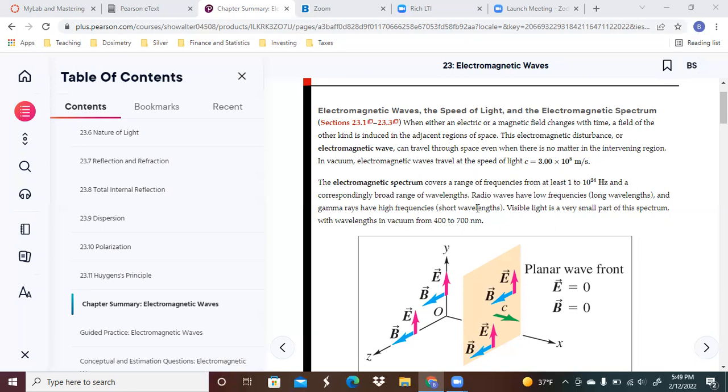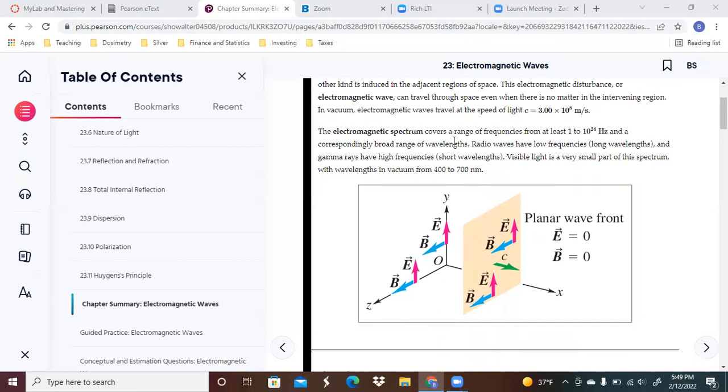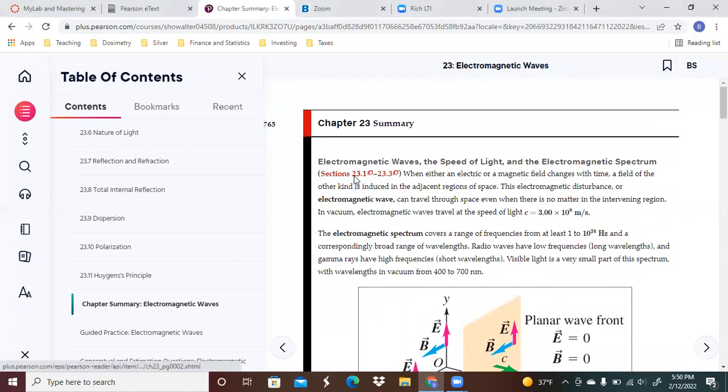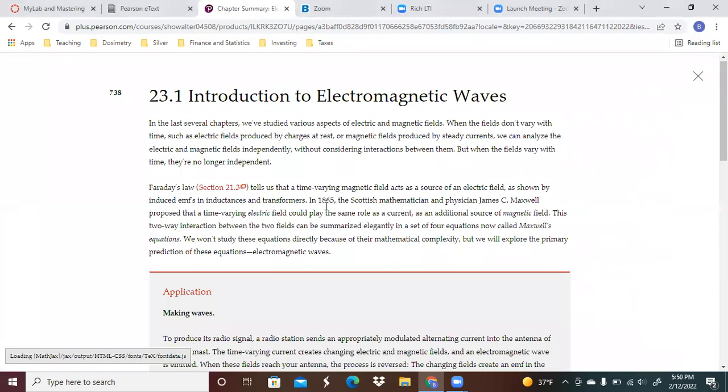meters per second. So the electromagnetic spectrum is going to cover a range of frequencies from at least 1 Hertz to 10 to the 24th power of Hertz, and a corresponding broad range of wavelengths. Radio waves have low frequencies and gamma rays have high frequencies. Visible light is a very small part of the spectrum with wavelengths in vacuum from 400 to 700 nanometers. So let's take a look at these sections.